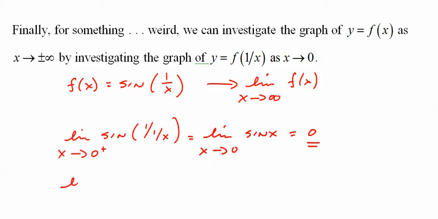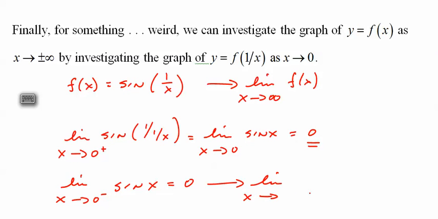Some people also break it up where you go, what's going on as it comes from the negative side, but that doesn't really matter for sine of x. Either way, it's coming towards 0. And that would be equivalent to the limit as x approaches negative infinity of sine of 1 over x, which again is basically just 0.